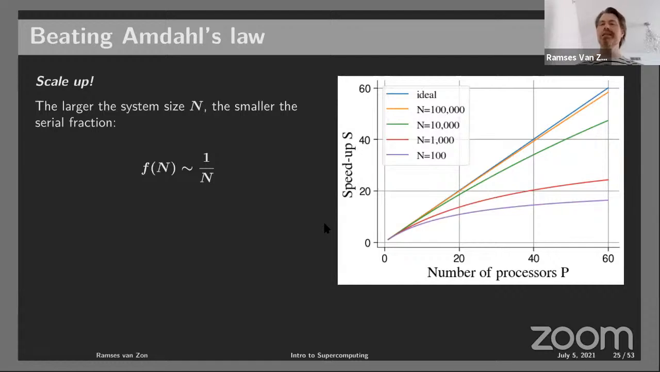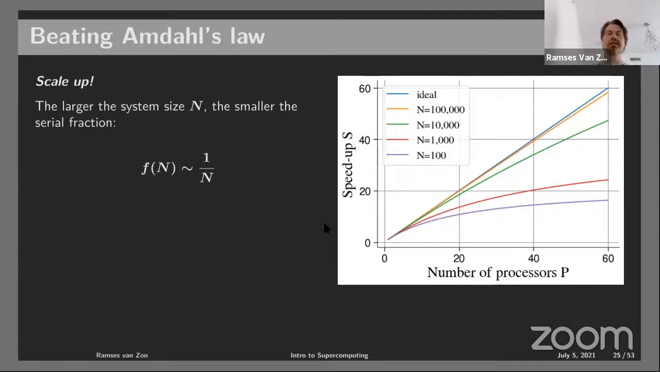Now, there's a way to beat that. One way is to make sure your serial fraction is as small as possible. So whatever you can do to speed up the serial fraction is actually like well spent time if you know you're going to scale up to a large number of cores. If you don't, you want to speed up the part that takes the longest. But if you have a lot of cores, that serial fraction is going to be your bottleneck.